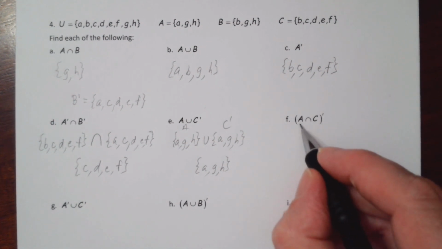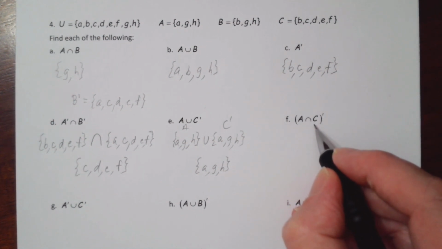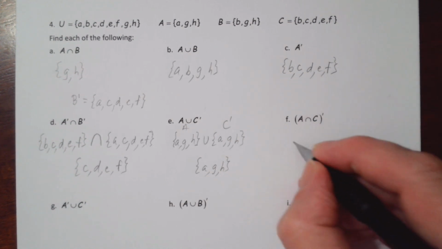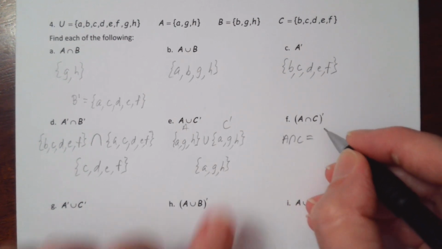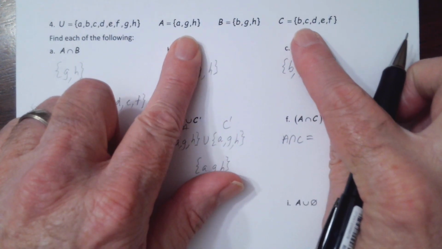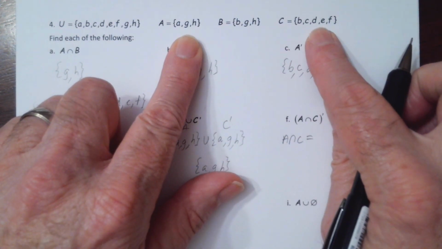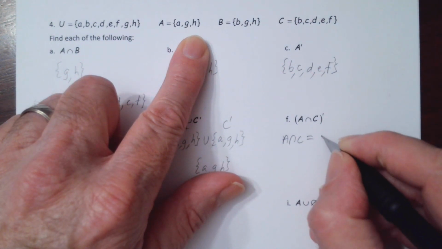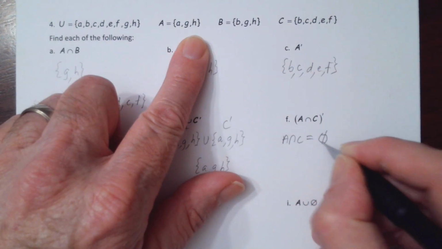Now on F, you're going to want to work in the parentheses first and find A intersects C first. So I'm going to go ahead and find A intersects C. So what do these two sets have in common? Well, they don't have A, they don't have G, and they don't have H in common. And so this is the empty set.